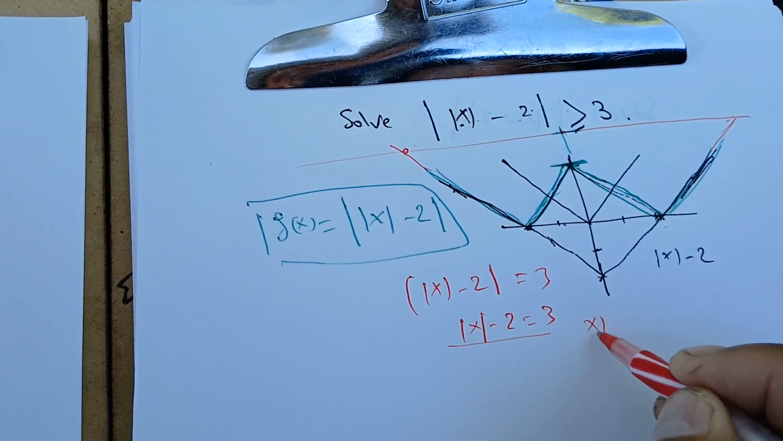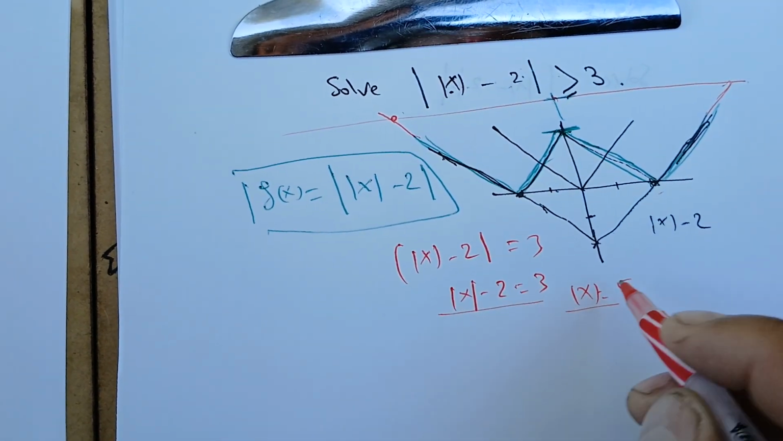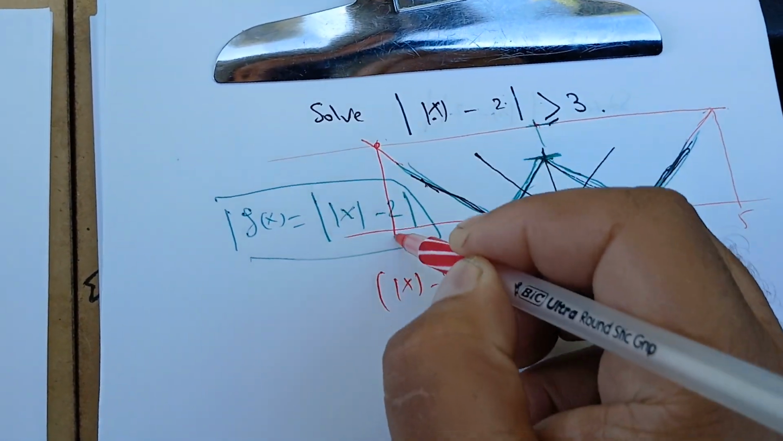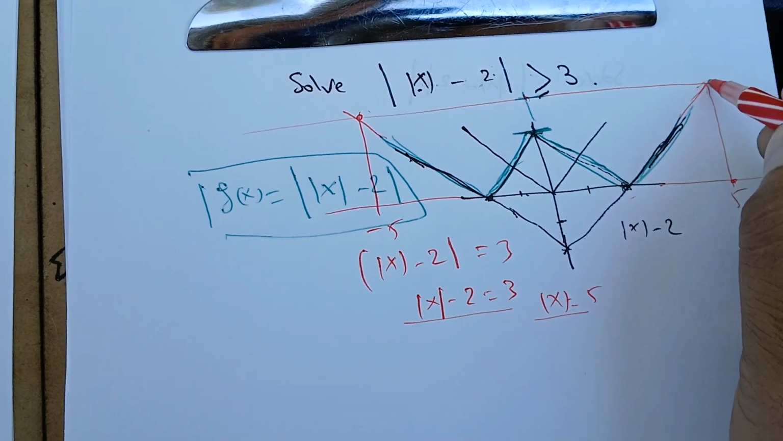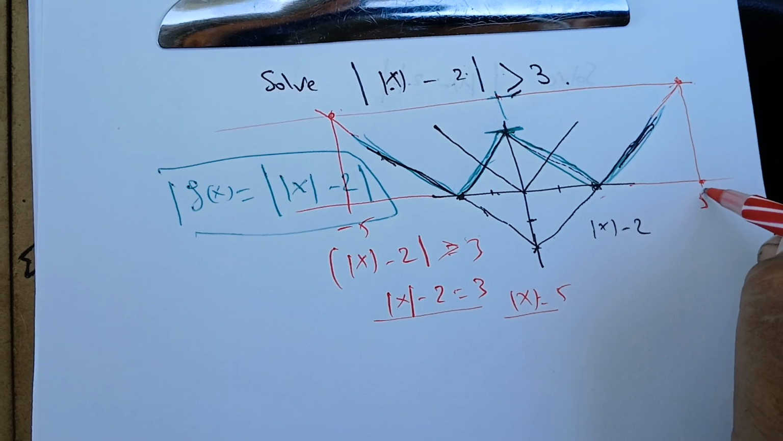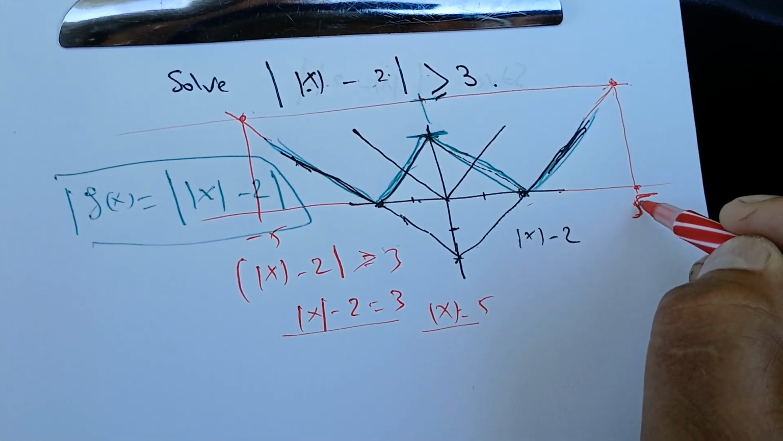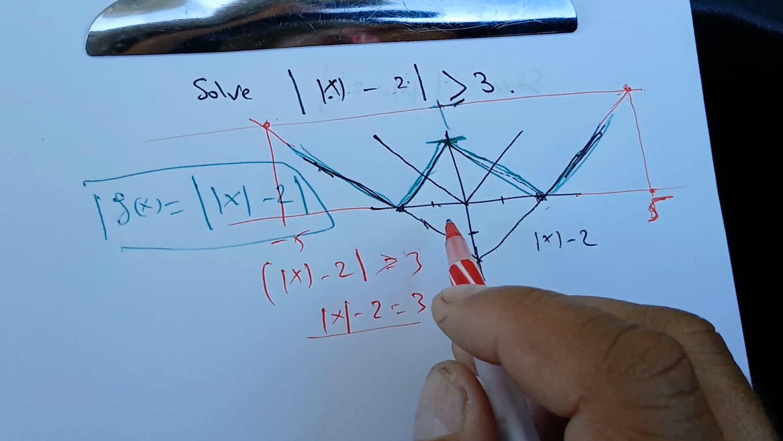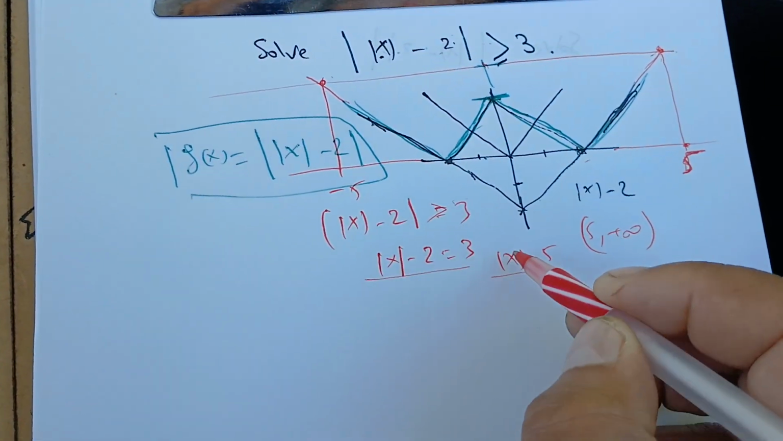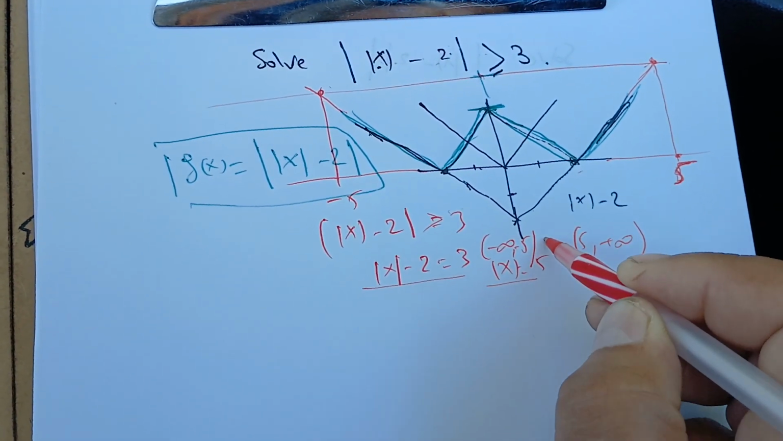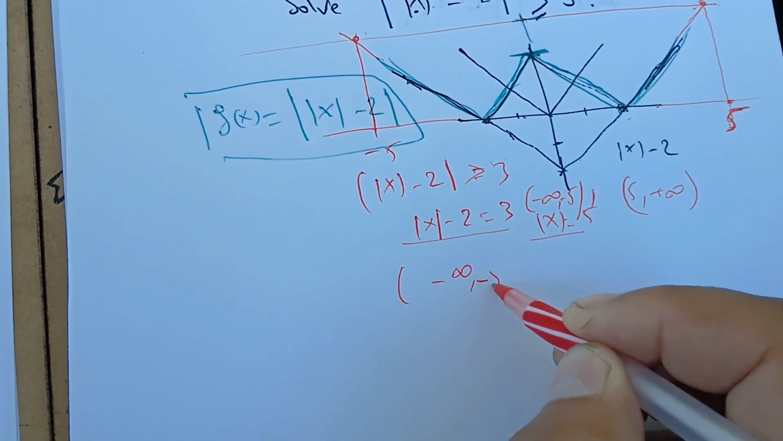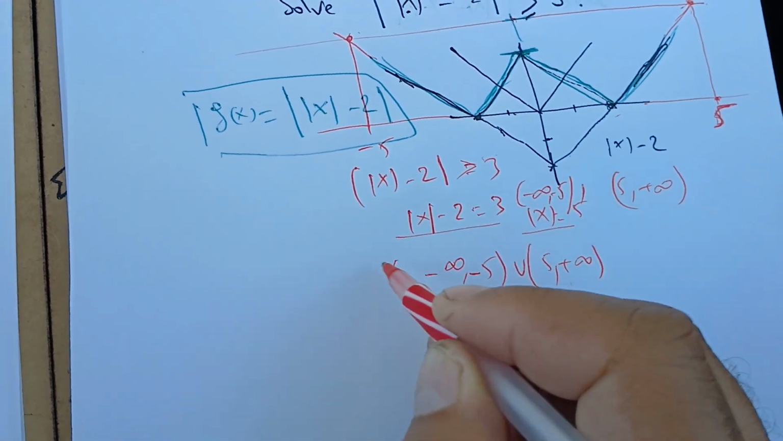I can solve only the absolute value of x minus 2 equals 3, and I get that the absolute value of x is 5. That means x is 5 or minus 5. So this is 5 and this is minus 5. The values that make this bigger than 3 are when x is in this interval, 5 to plus infinity, and in this interval, minus infinity to minus 5. So the solutions are in minus infinity to minus 5 union 5 to plus infinity.